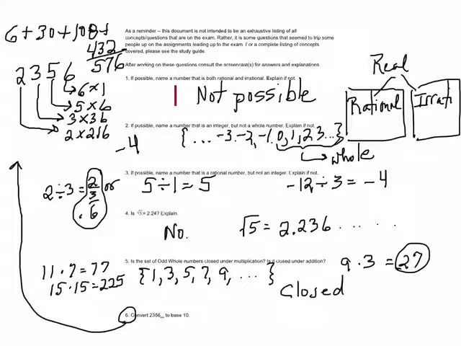So 576 is the answer. All right, next page. All right, now I'm looking at converting 324 to base 3.